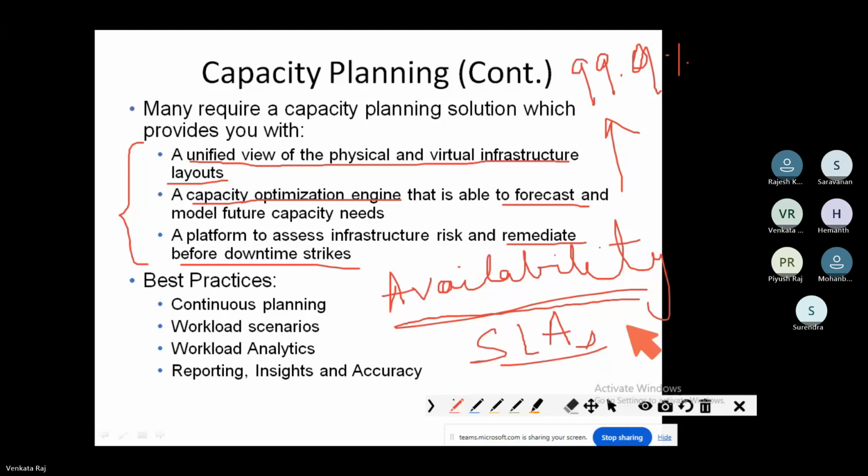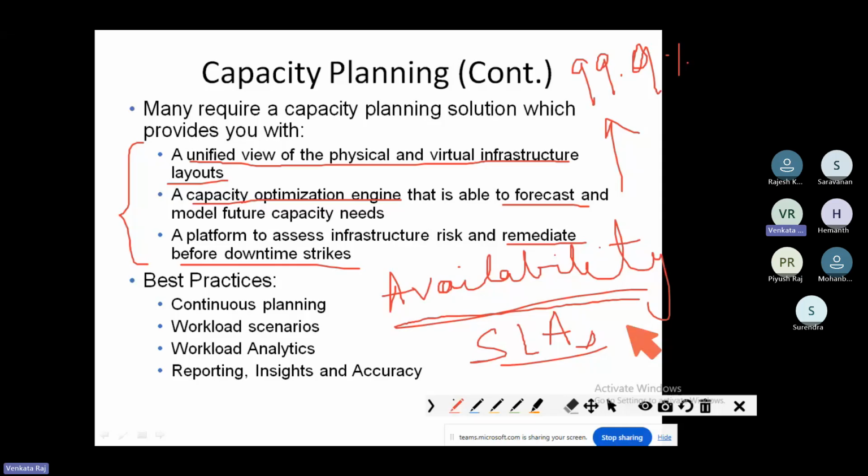0.1%. Now, if I calculate 0.1% of 1 year, that is 365 days, I think. How much is the value, guys? 1% of 365 comes around 3.6 days, right? Yes or no? All of you agree with me?